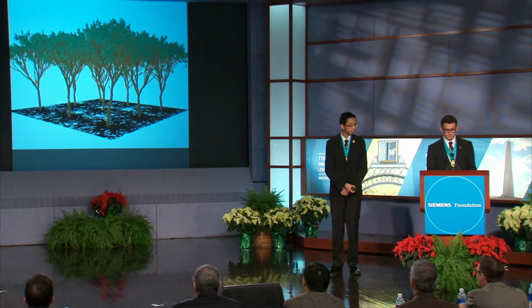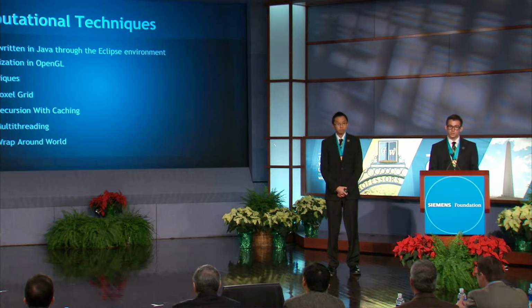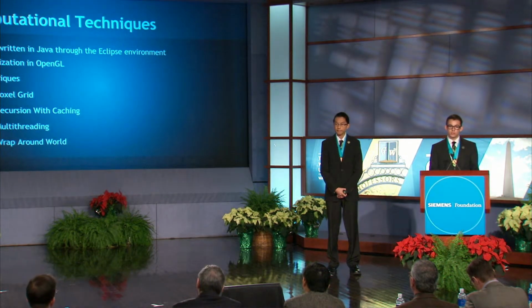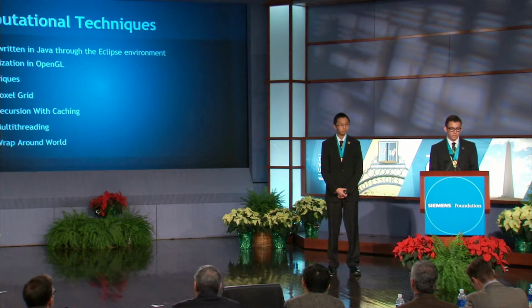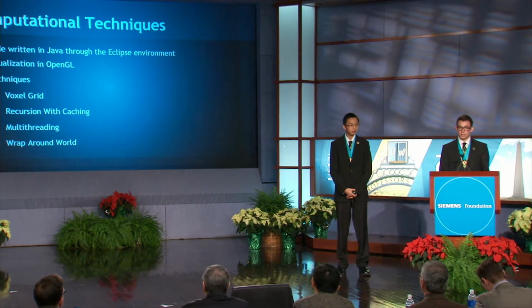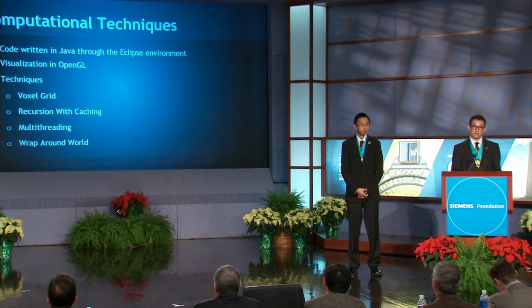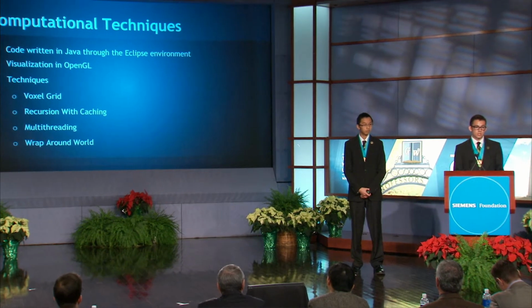So those simulations were shown in real time, and in order to create a program that ran that efficiently, we had to use a variety of computational techniques. A typical tree, just for your information, has about 9,000 segments and 2,600 clouds of leaves. And as Albert described the biological model, that's a lot of different calculations for the computer to be doing. So we had to use a variety of these computational techniques in order to do that efficiently. Code was written in Java through the Eclipse environment with visualization in OpenGL, and I'll go into detail on a few of these techniques.